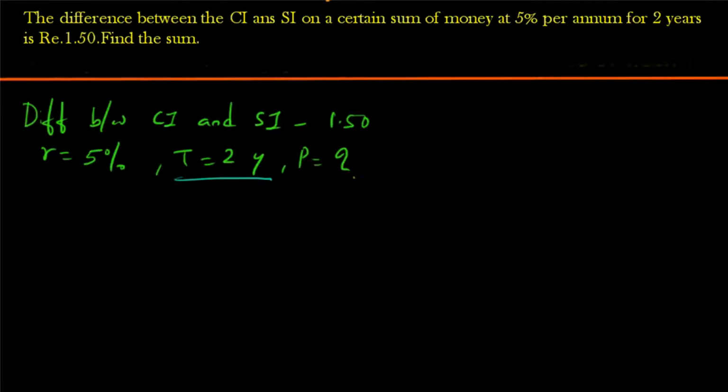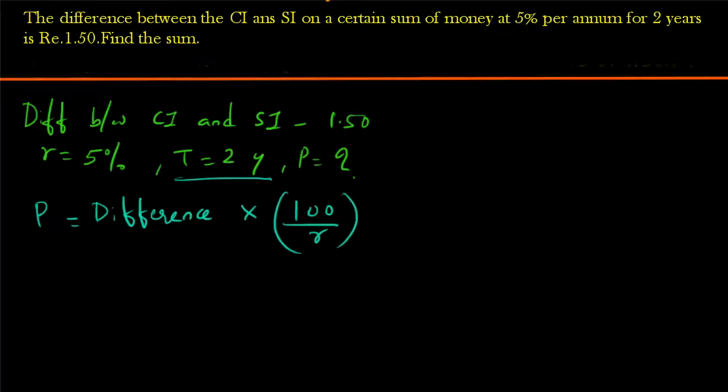So in order to find out the principal, we are having a direct formula. Principal is equal to the difference between the compound interest and simple interest into (100 by r) the whole square. So this is the shortcut formula. You need not even know the simple interest and compound interest. Only the difference is enough. So let's apply the formula here.